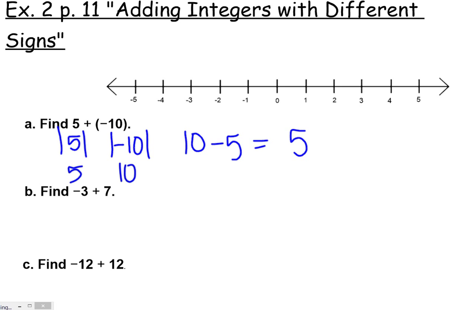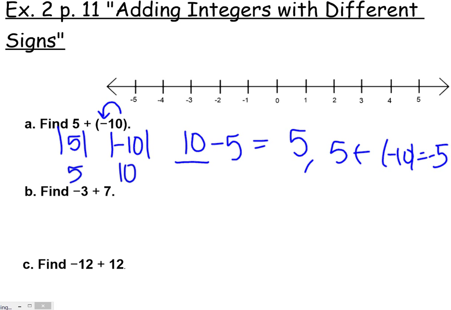Now we have to look at the sign of the greater absolute value. 10 has the greater absolute value, so we keep the sign negative. So our answer is negative 5. Let me rewrite that. 5 plus negative 10 is negative 5.